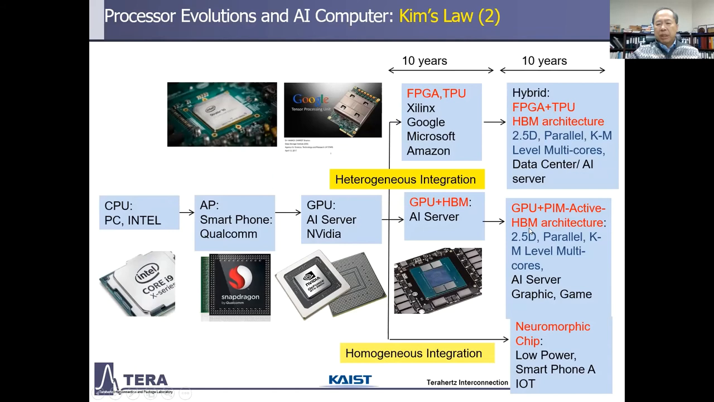And also this GPU and PIM, as I mentioned, processing in memory, will be combined together to be active HBM architectures, and the connection level will be in the millions, and it will be used for graphics and game machines. And this FPGA and TPU type of HBM architecture will be used for data center AI servers. I predicted this and designed this slide a few years ago.